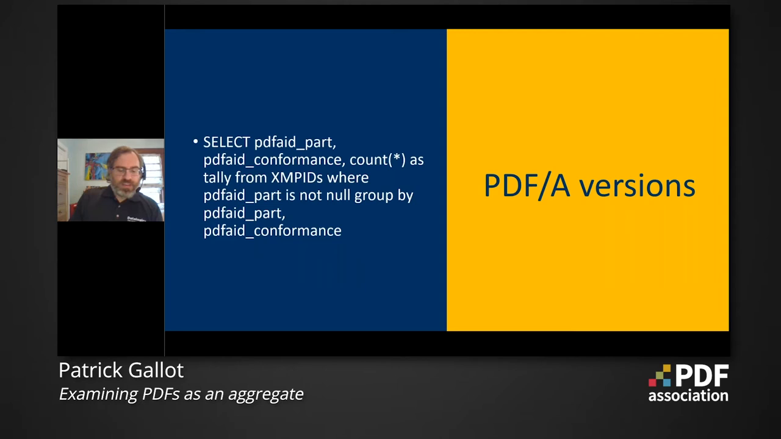Okay, here we are doing a variation of the previous query for a different table, which recorded the identifier parts that indicate conformance with a number of different PDF standards like PDF/A, PDF/UA, or PDF/X. Not every file is going to have these identifiers, but we want to see the distribution of PDF/A versions for those that claim to be PDF/A compliant.